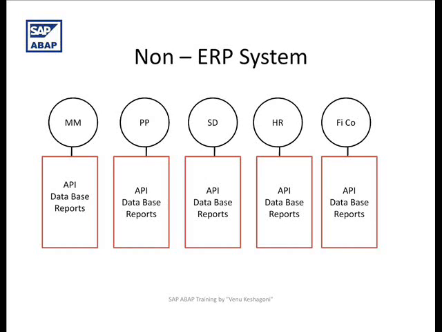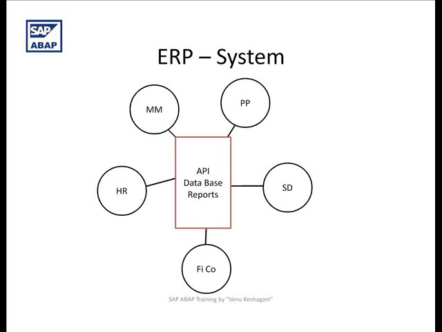Whereas coming to the ERP system, ERP means a centralized database and a centralized application to meet all the requirements of a particular organization between the departments. So in an ERP system, the production planning department, sales department, finance control department, HR department, all the departments have a centralized database, centralized application and centralized reports.